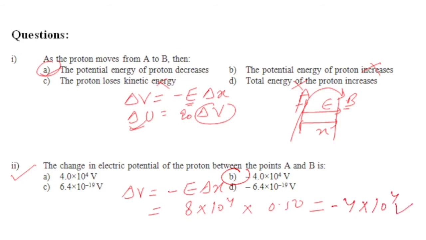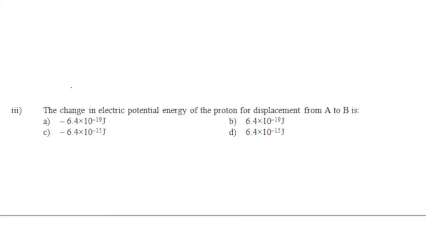Okay. Now next, question number 3. The change in electric potential energy of the proton for displacement from A to B is, options are given. You have to find the change in potential energy, delta U. And you know the formula of delta U: Q naught, charge of proton, into delta V. You just apply this formula, Q naught into delta V, and you get the correct answer. What is Q naught? Q naught is given as 1.6 into 10 to the power minus 19 coulomb. This is the charge of proton.